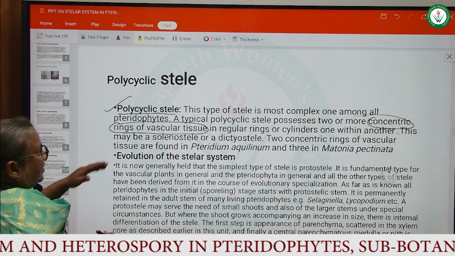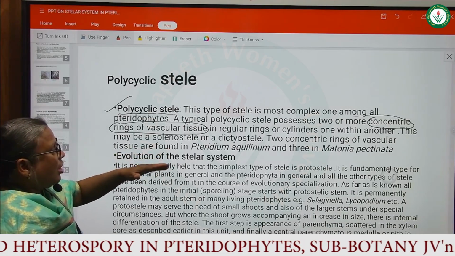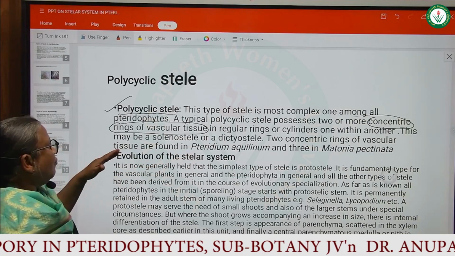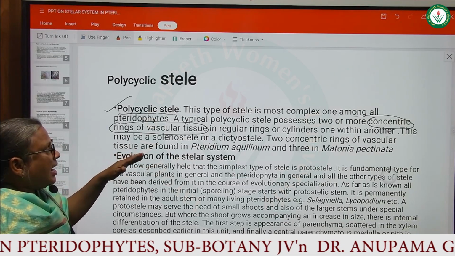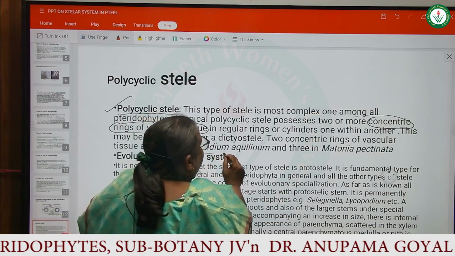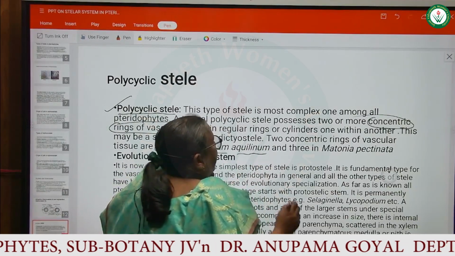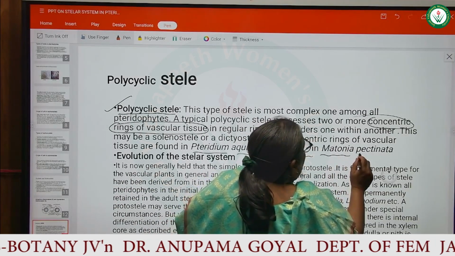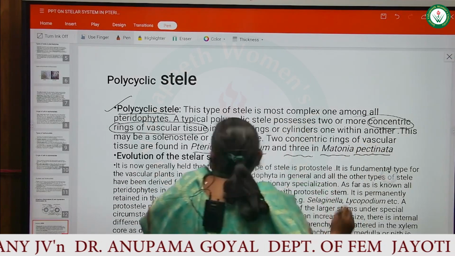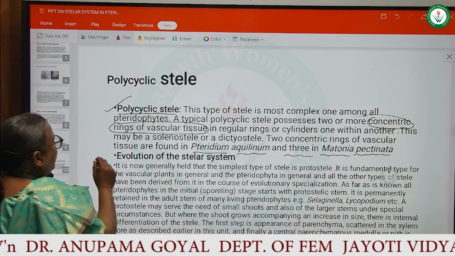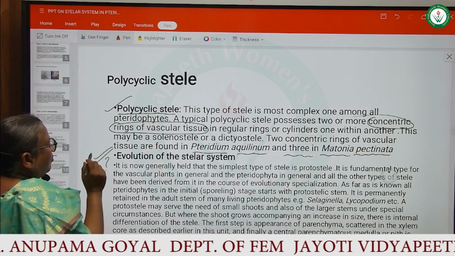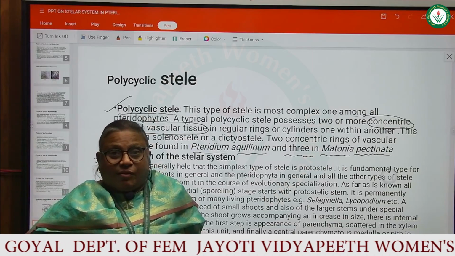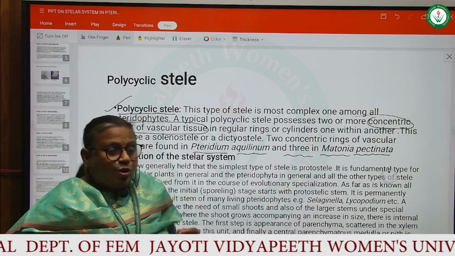Two concentric rings of vascular tissues are found in Pteridium aquilinum, and three concentric rings are seen in Matonia pectinata. Now I talk about the evolution of the stellar system, how the stellar system evolved in pteridophytes.